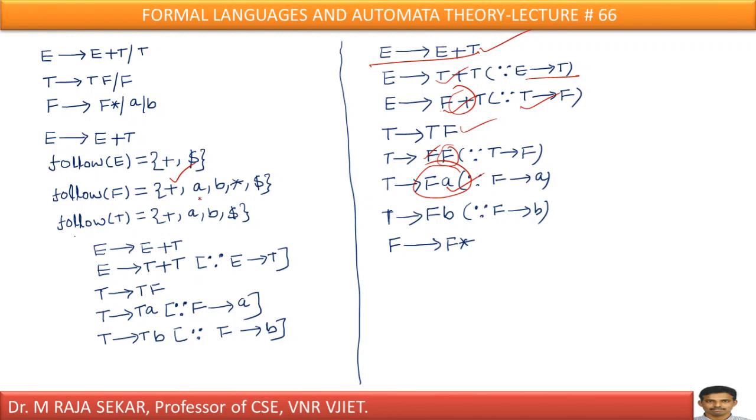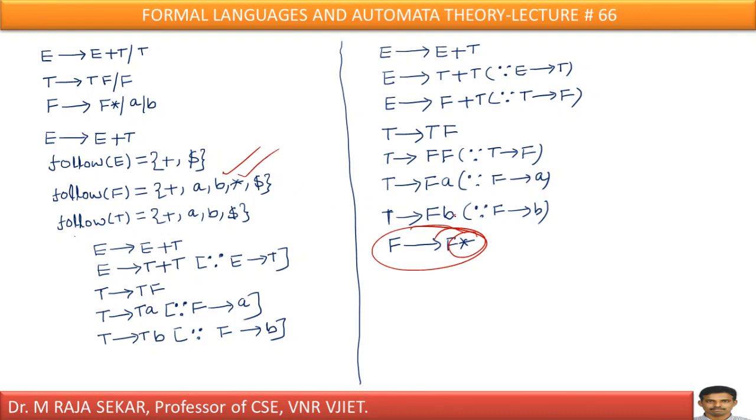Follow of F is A, isn't it? T goes to TF, and in the place of F, F goes to B. Therefore, follow of F is B. This must be the B, not this B; this is follow of F. Again, F goes to F star. F goes to F star means star is following F. And I must write dollar in the follow of each variable, therefore I am writing dollar in the follow of F. Just you can understand this.